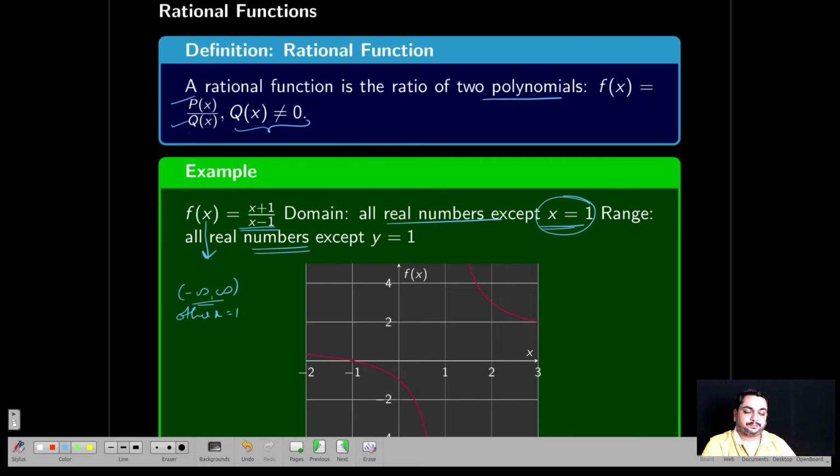What is the range? This concept I will come back to when I explain limits and continuity. These are the basics for all those concepts. So the range is all real numbers except y equal to 1. Why? We will see in continuity why this is not possible. Can you get y equal to 1? Think about it. Just keep thinking, is y equal to 1 possible with this function?